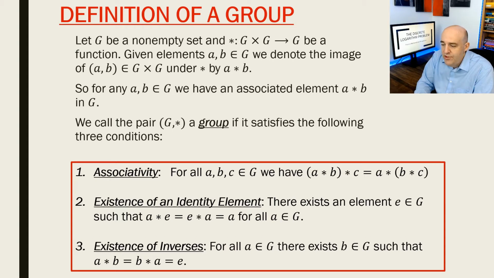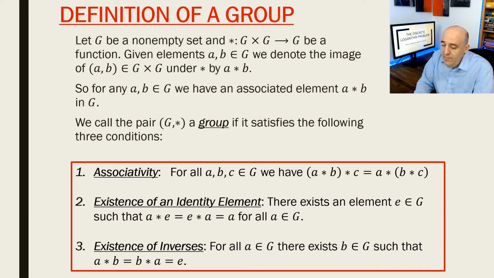Now this structure, G and star, is going to be called a group if it satisfies the following three conditions. First of all, the operation star has to be associative, which just means for any three elements A, B, C in G, doing A star B first and then star C is the same element as doing B star C first and then A star with that. We also demand the existence of an identity element, which we denote as E, and all that means is that for any element A, A star E is the same as E star A, which is A.